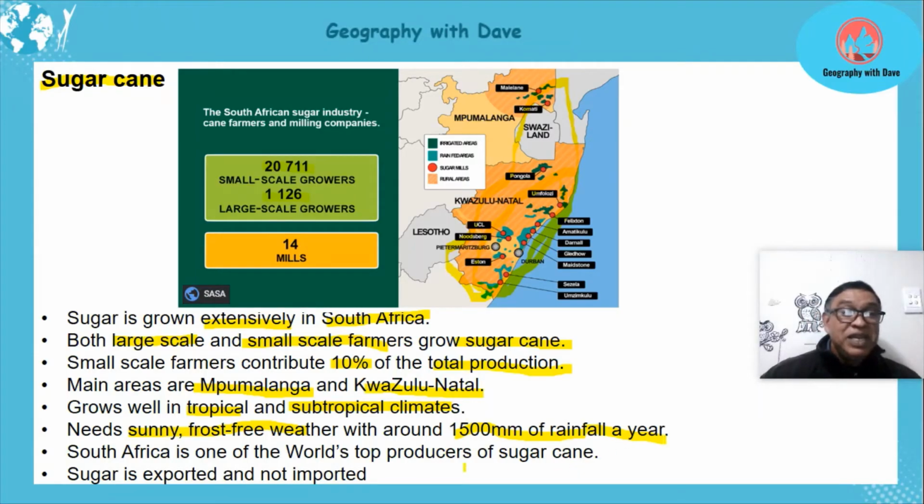South Africa is one of the world's top producers of sugarcane. It's one of the world's top producers. So we're quite massive at this. Generally, sugar is exported, not imported. We have enough sugar. That shows we're very sweet people, eh? Lots of sugar in our country. Sweetness of South Africa. So we have all this sugar in this country.